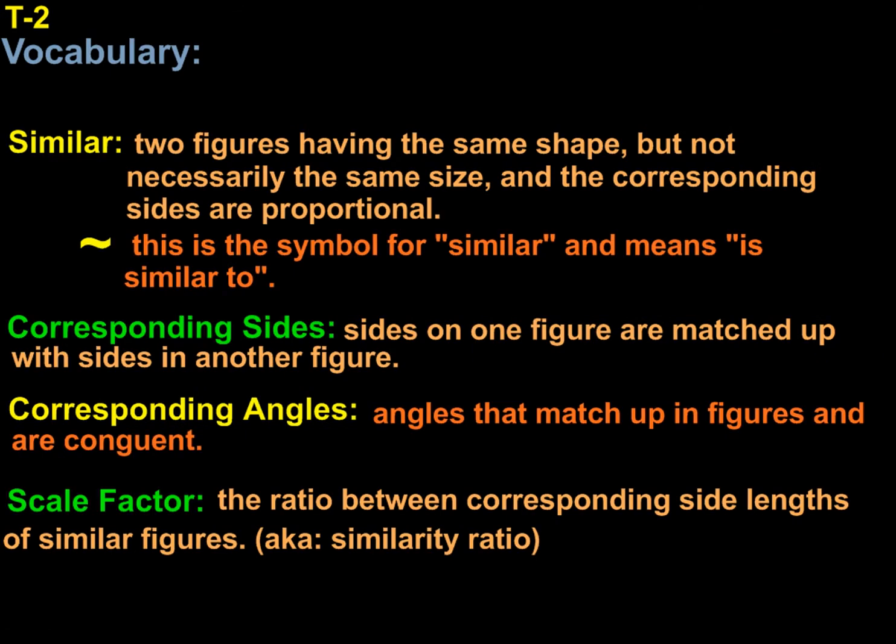Similar: two figures having the same shape but not necessarily the same size, and the corresponding sides are proportional. This wavy line is the symbol for similar, and it means "is similar to." Corresponding sides: sides on one figure are matched up with sides on another figure. Corresponding angles: angles that match up in figures and are congruent. Scale factor: the ratio between corresponding side lengths of similar figures, also known as Similarity Ratio.